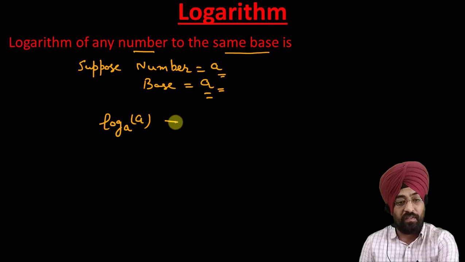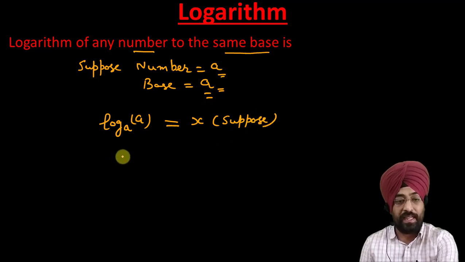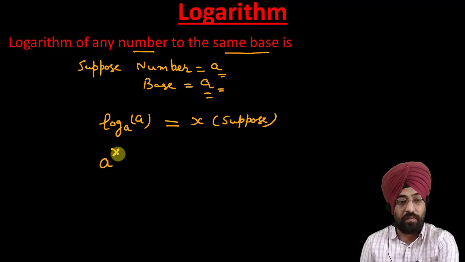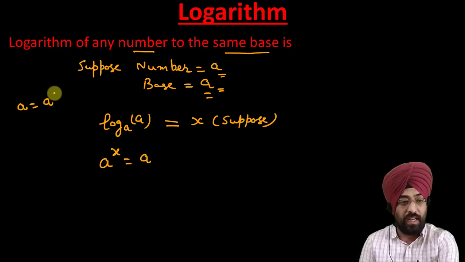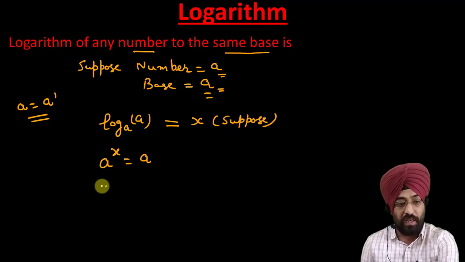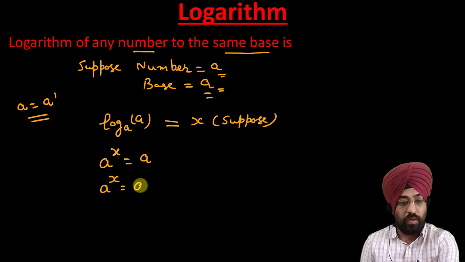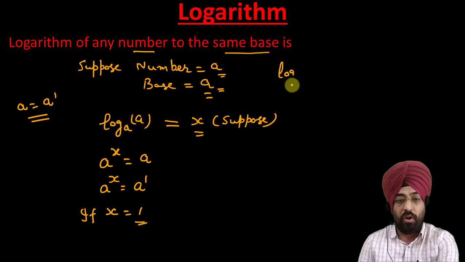We have to find log of a with base a. We don't know what it will be. Let us suppose it is equal to x. Then if we write its exponential form, a raised to the power x is equal to a. We can also write a as a raised to the power 1. So from here we write a raised to the power x is equal to a raised to the power 1. This will be true if x is equal to 1. So x is 1, so the answer is log of any number with the same base is always 1.